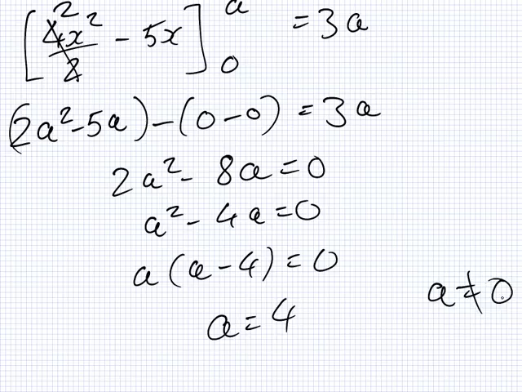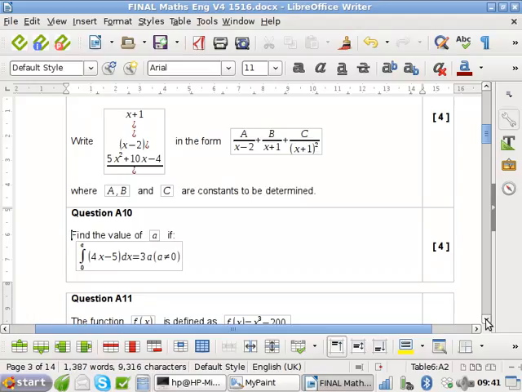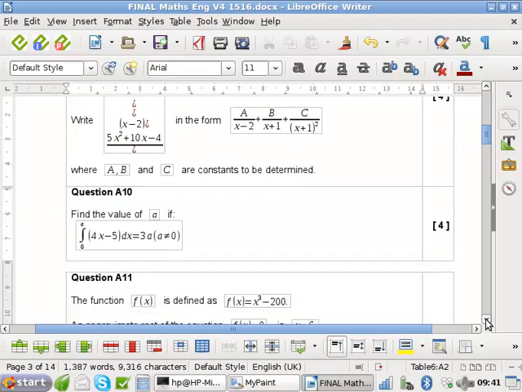Is that one okay? Not too bad, that one. Right, what's next? A9? A11 already? Wow, okay. Why can't A equal 0? They say in the question it's not 0. It can actually equal 0.